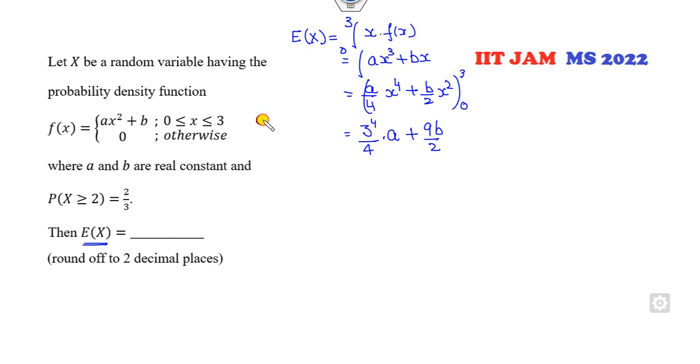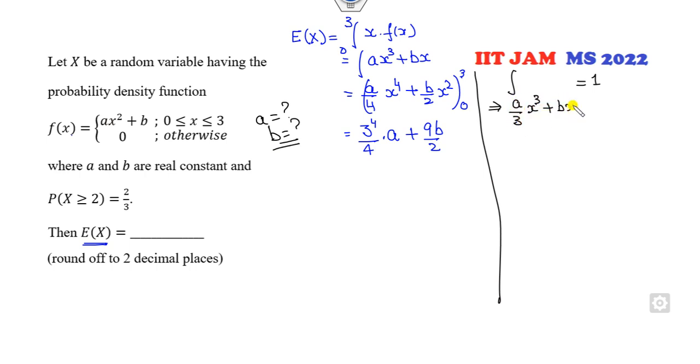So now the only target is to find the values of a and b. Fine. First, we all know the integration should be 1. So what is the integration of this? a over 3 x cube plus bx over the domain 0 to 3. It's 27, so 9a plus 3b is equal to 1.